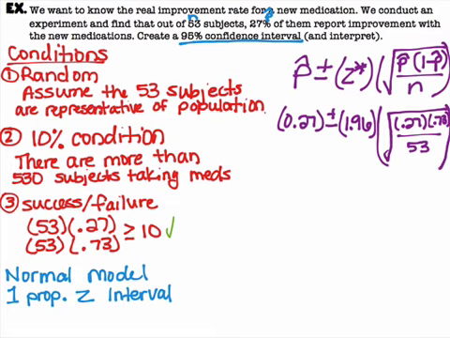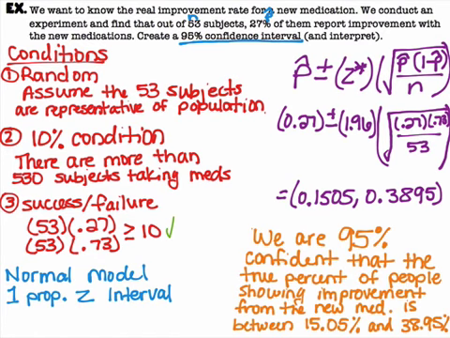So if I take that value and I add or subtract the margin of error, I get 0.1505 and 0.3895. So now I have to interpret all of this. So we would say that we are 95% confident that the true percent of people showing improvement from the new meds is between 15.05% and 38.95%.